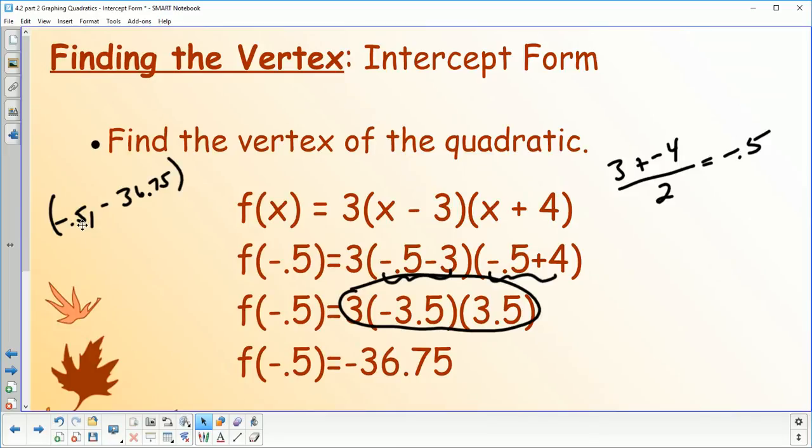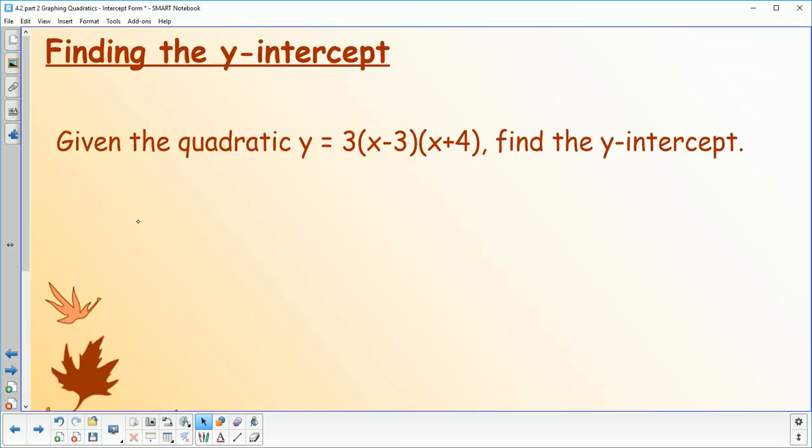Now those are kind of wonky coordinates for a vertex, but again we just have to approximate. Negative 0.5 is in between 0 and negative 1, and negative 36.75 is getting pretty close to negative 37. I probably wouldn't give you one that big to actually graph, just because it's hard to graph something that far off on a piece of paper. But it doesn't mean that I couldn't give you a question just to find those values. Okay, so that was our vertex.